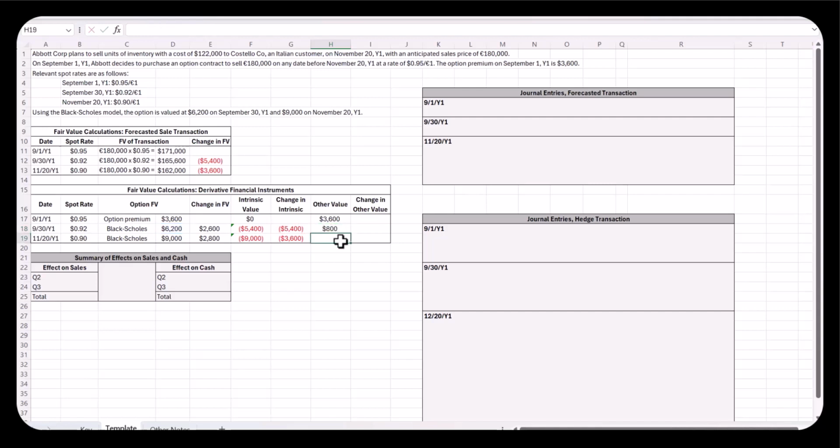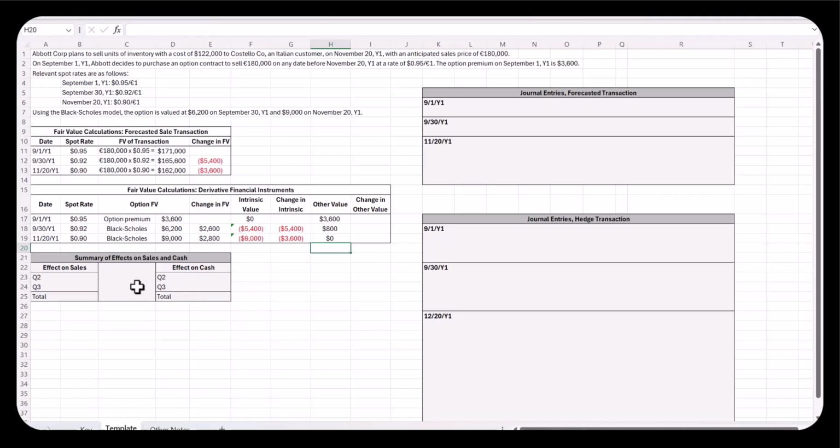Now I'll do the same thing as of 11/20th. I'll take the option fair value of 9,000. I'll add to subtract the intrinsic value of 9,000, and I see that I have 0 of other value at the end of this transaction, which is what I would expect, because remember, the other value really comes down to the time value of this option, and on 11/20th this option has no time left, so it has no time value. So it should be 0.